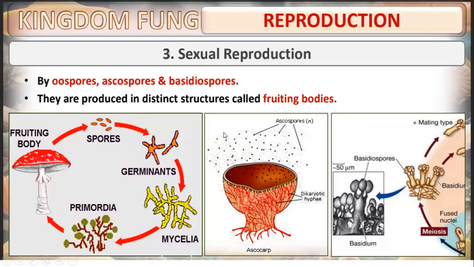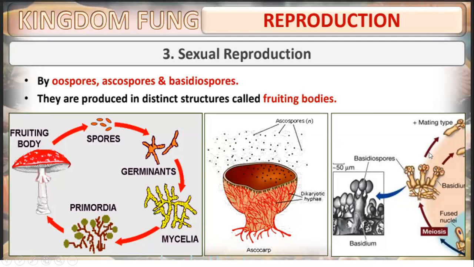Now, these spores are produced in a structure called a fruiting body. Here, these spores will germinate. Okay? They will produce male and female, and then they will fuse to form the mycelia, and then the mycelia will form the organism. This is where ascospores will be produced. This is basidiospores.